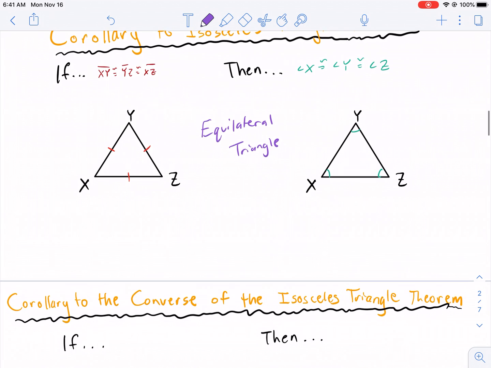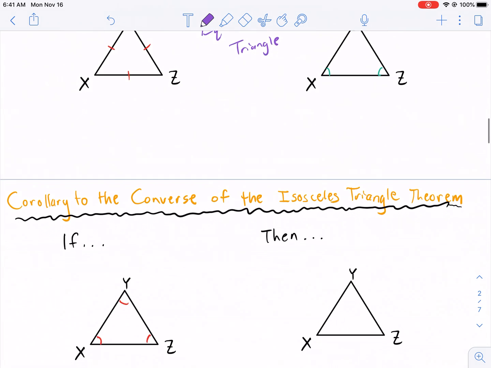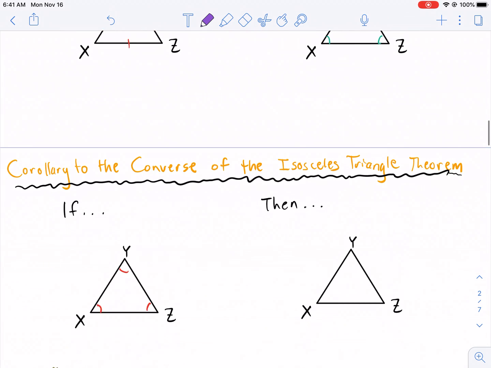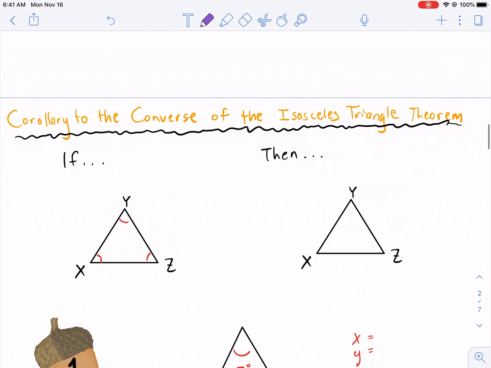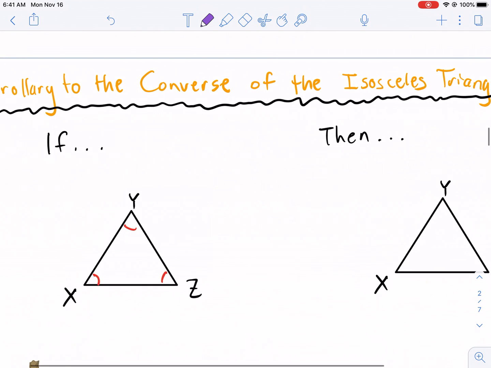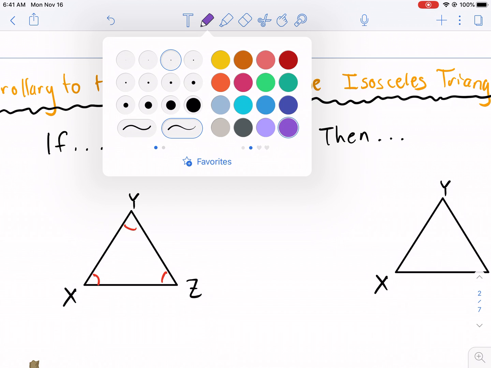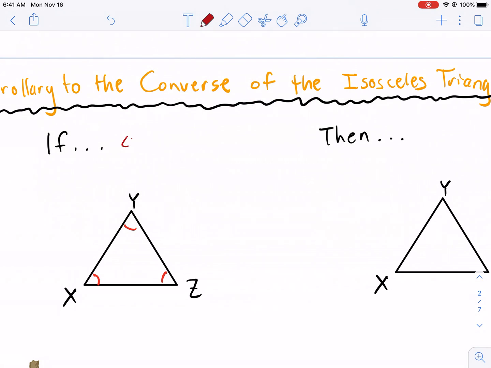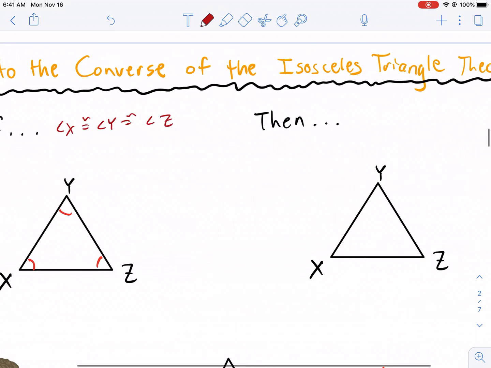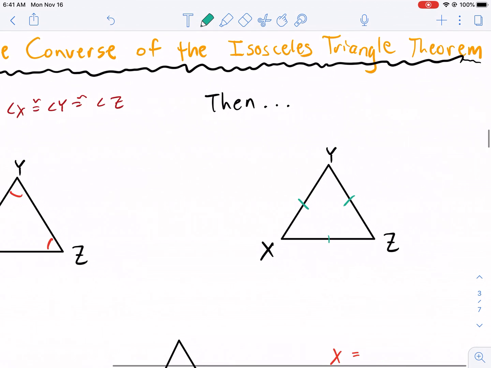Now corollary, we're just going in reverse again. Oh, corollary to the converse of the isosceles triangle theorem. Boy, bring that one up at the dinner table for conversation. That's a doozy. So if we know the angles are equal, so we have angle X congruent to angle Y congruent to angle Z. Then we also know that the sides are congruent. So this is true for triangles. If we know all the angles are equal, then we know all the sides are equal also.